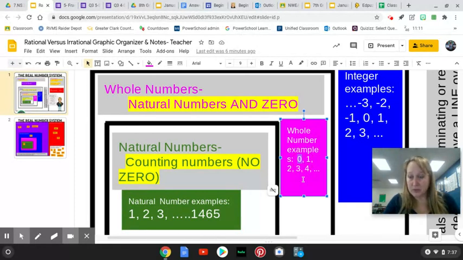So what kind of notes do you have to have typed? You need to type in these highlighted ones and some examples. Push pause, and please do that.